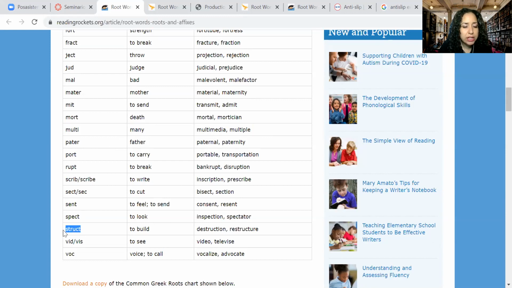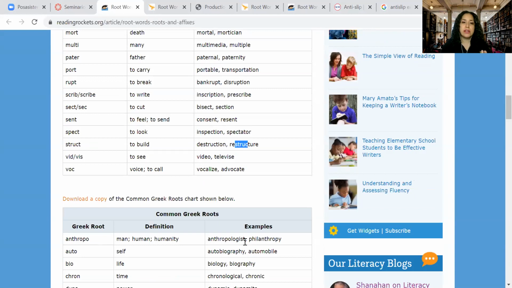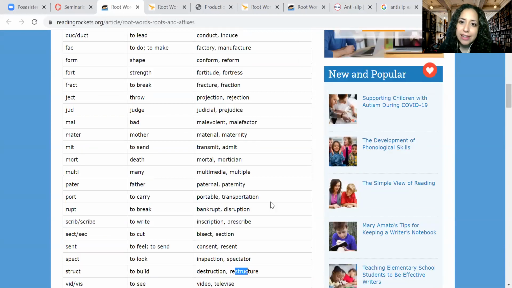Another one, struct, which means to build. And you have the root over here, struct. So you have the prefix D-E, and you have the suffix shun, right? So you have destruction. And over here, the prefix is RE and the suffix is ture. So you can say restructure. But you already know the meaning of this. Very nice, isn't it?